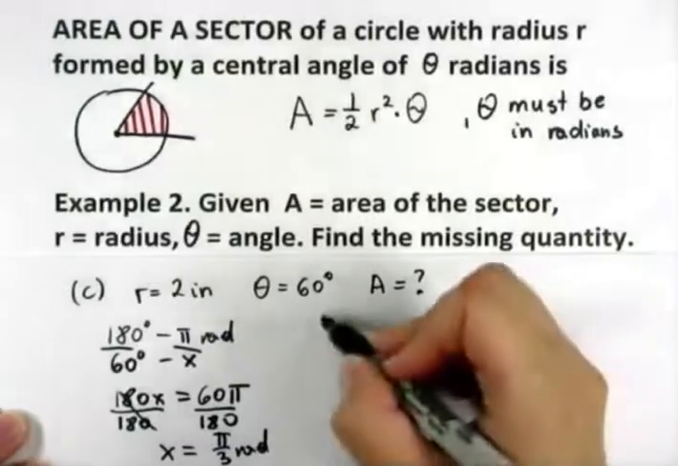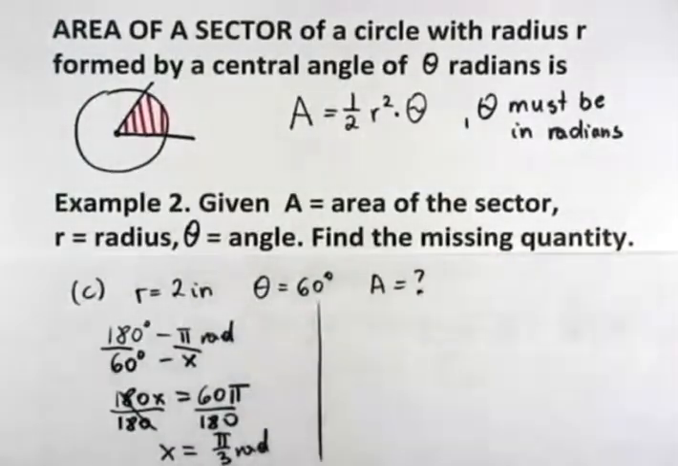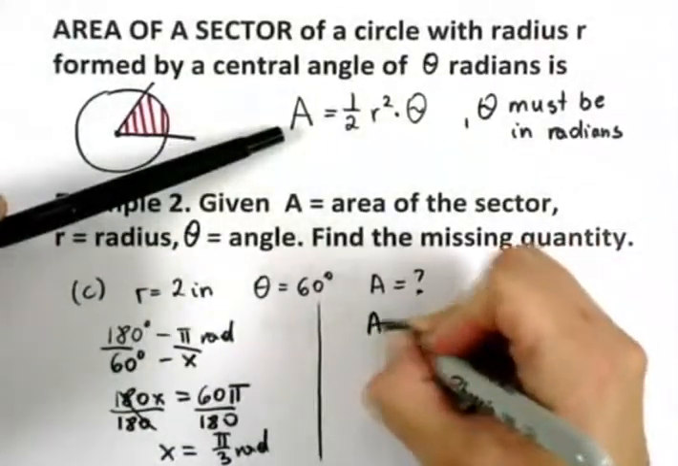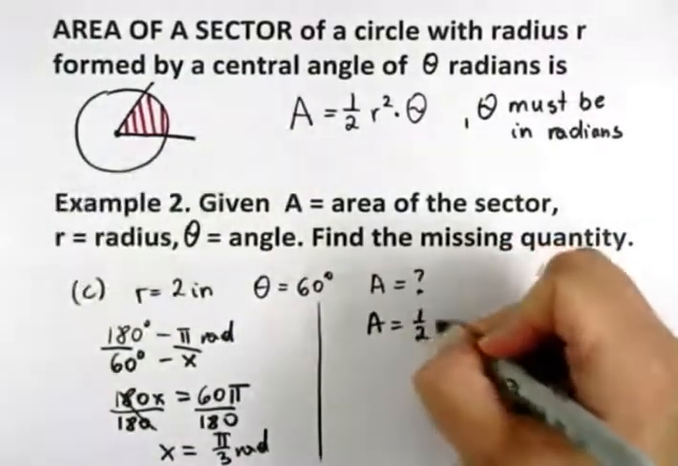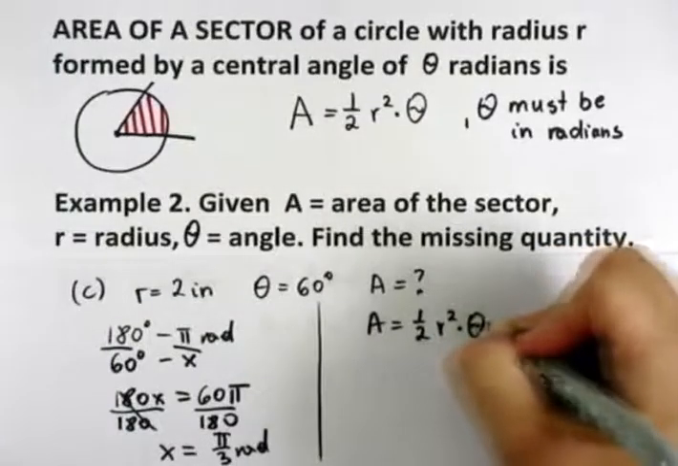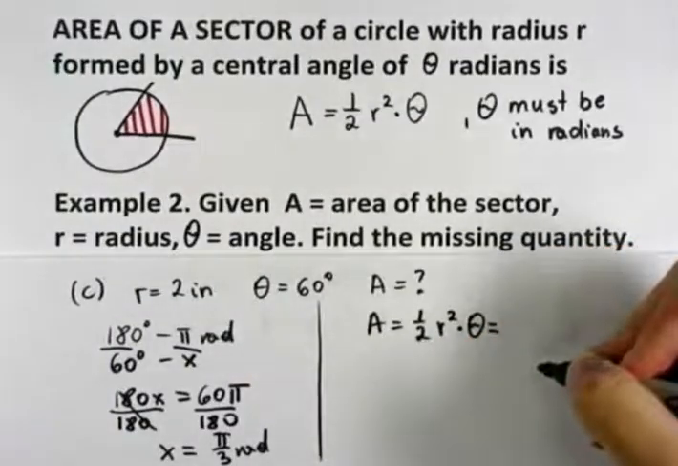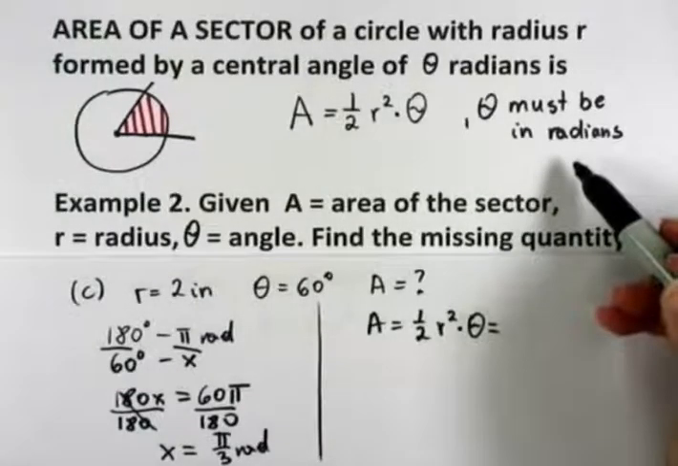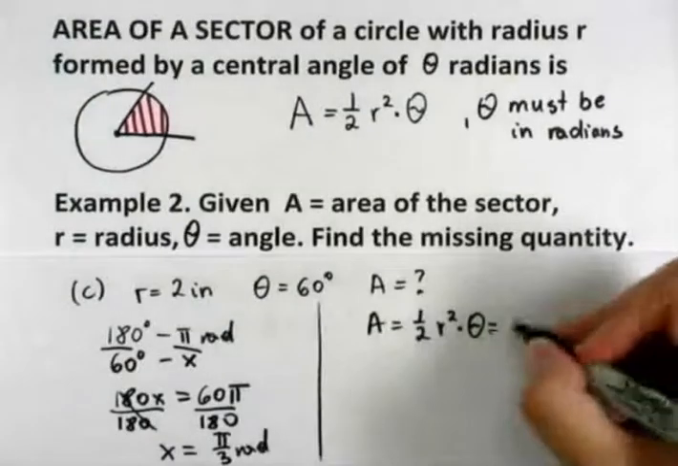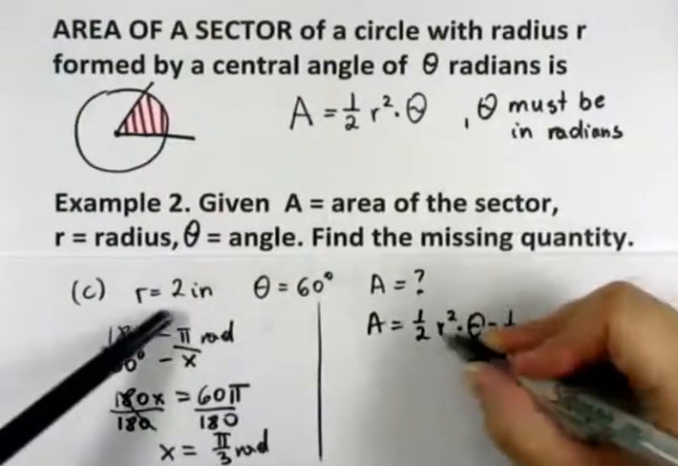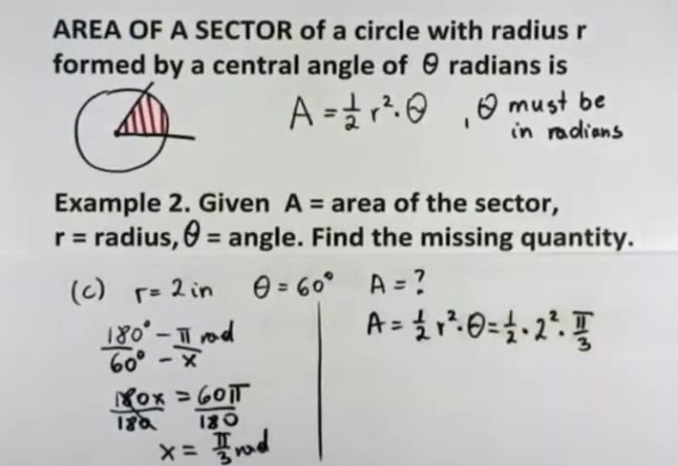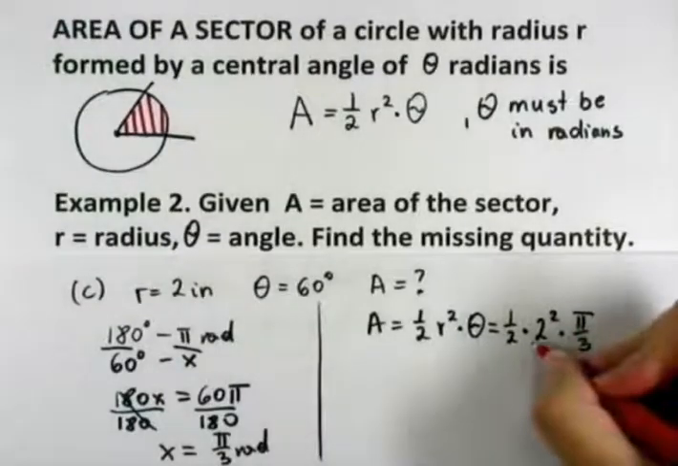Okay, now I can use the area of the sector formula. My area is equal to 1/2 r squared times theta. My theta is in radians. In order to use this formula, the theta must always be in radians. So I have 1/2 times radius 2 squared times pi over 3. First perform this square. So this is like over 1.